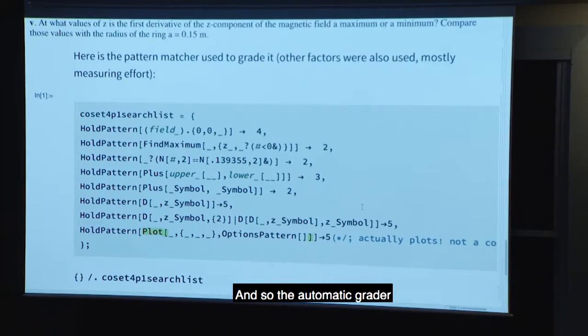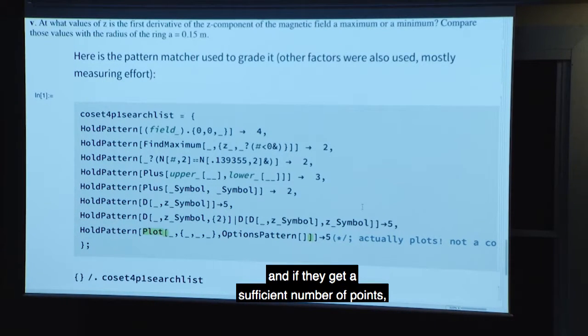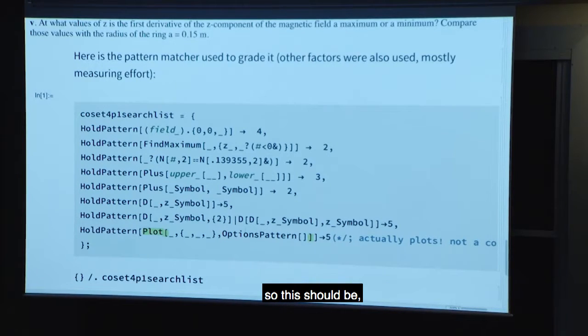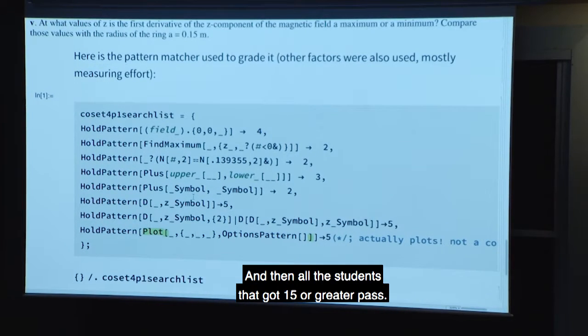And so the automatic grader finds all the patterns they have, and if they get a sufficient number of points, so they should have gotten one of these, so at least 5, and then a 5, and then one of these, so at least 15. Then all the students that got 15 or greater pass.